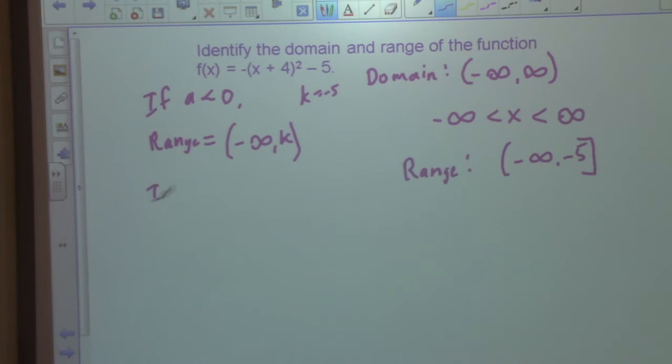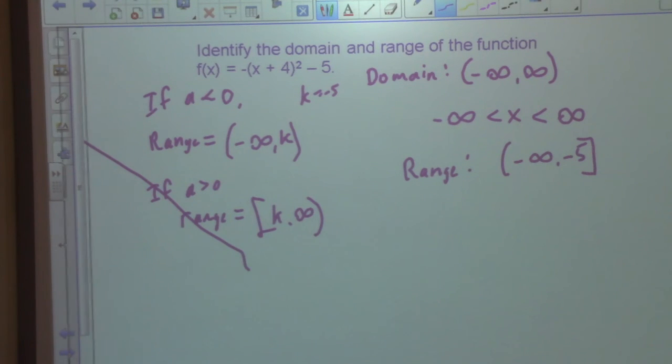If a is greater than 0, range is equal to k comma infinity. All right? Does that make sense a little bit? I hope. Yes. What's that thing doing? I don't know what my pen is doing here. Here we go.